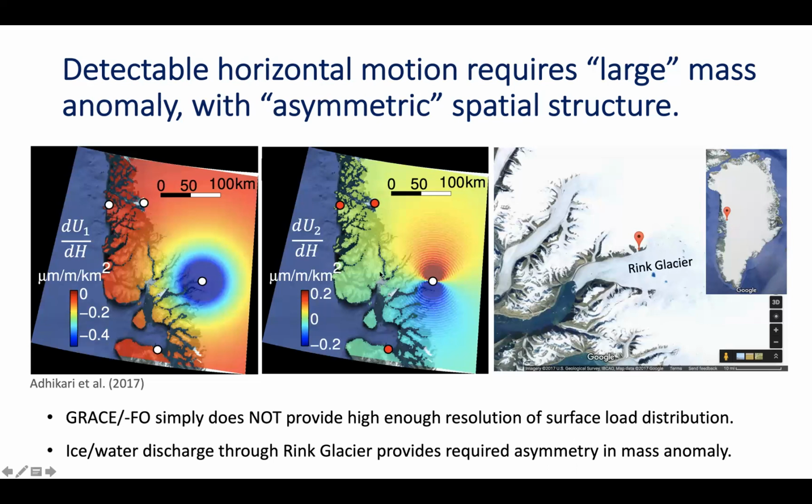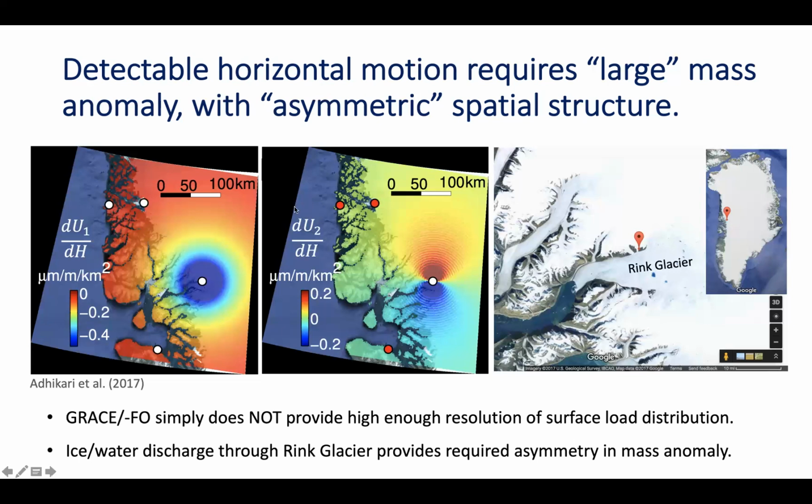But for the horizontal components, we see a clear dipole. Meaning if you put load here, it's going to pull the GNSS station towards that load, meaning towards north. But if we put load on the other side, it's going to pull the station in the opposite direction. So it means that in order to generate a significant amount of horizontal motion, it requires that a large mass anomaly should be present, and it should have really an asymmetric spatial structure.